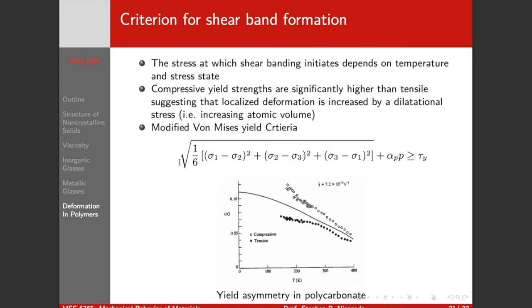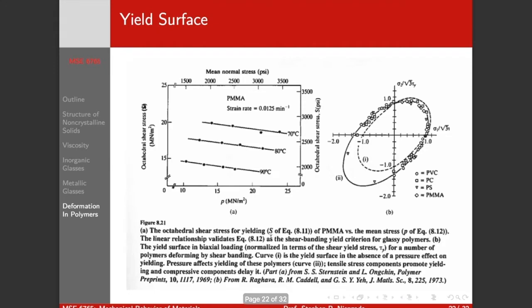So here we can basically have a yield surface, right? This is the classical von Mises yield criteria, modified so that it has a pressure-dependent term. And so basically, anytime that this value, these are our principal stresses, anytime that the left-hand side is greater than the right-hand side, we're going to yield.